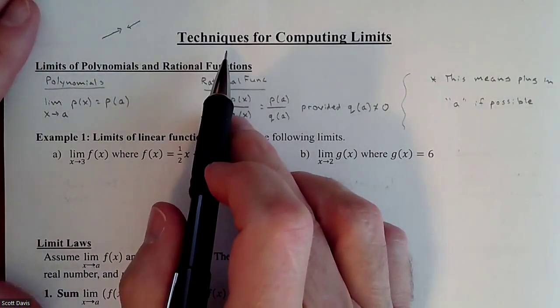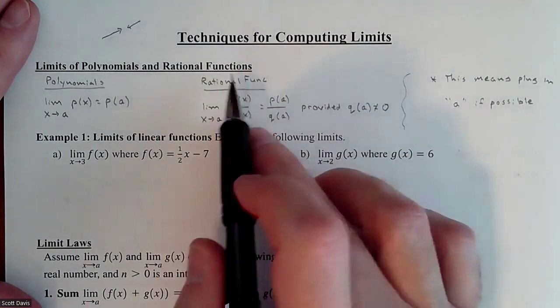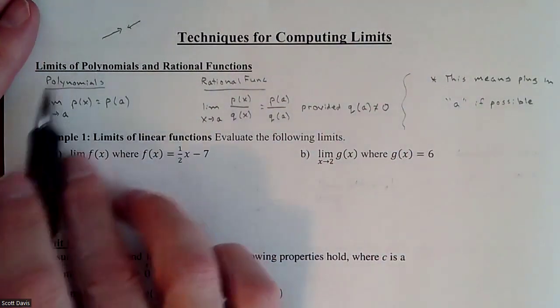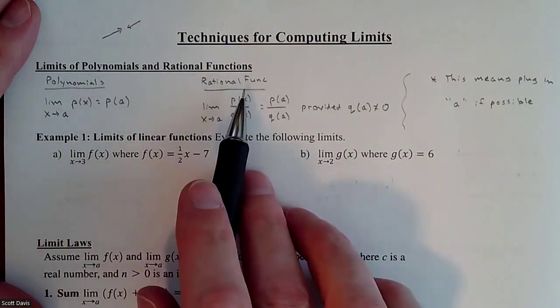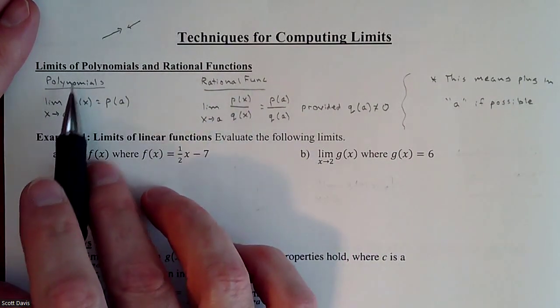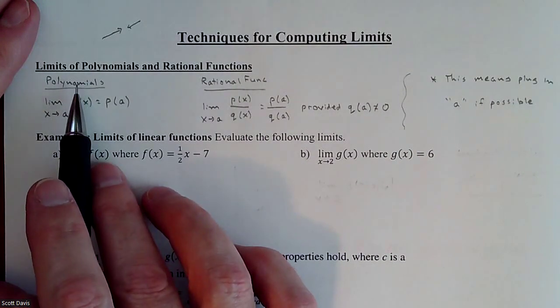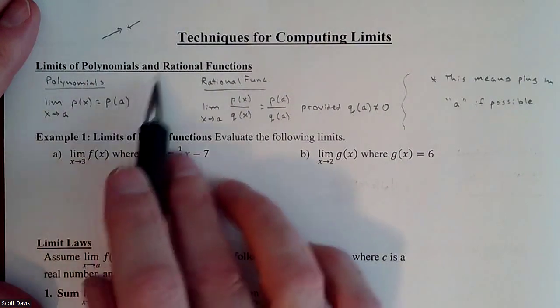In this lesson, we're going to be talking about techniques for computing limits. And the first thing you want to do is recognize what kind of equation you have. A lot of them are either polynomials or rationals. A polynomial is like linear, quadratic, cubic, graphs that don't break. They're just smooth curves.